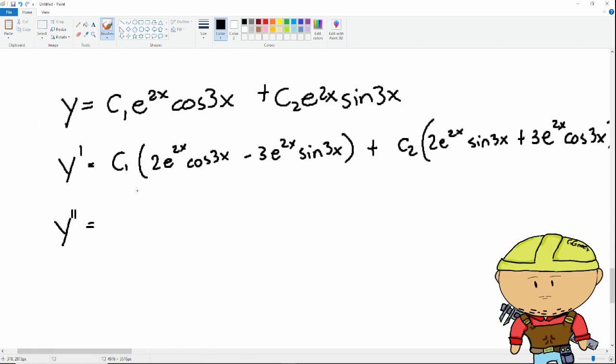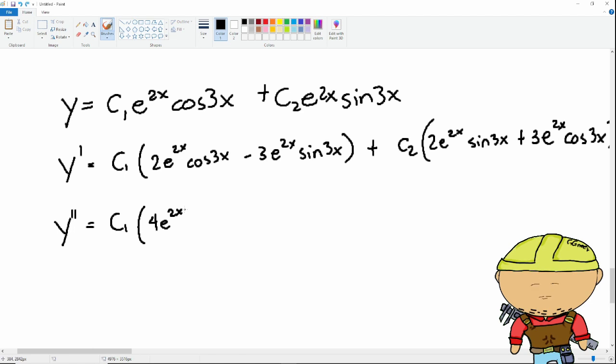Next, we differentiate it again. So we differentiate each term again. 2 e to the 2x will become 4 e to the 2x. We differentiate cosine 3x, it will become now negative.